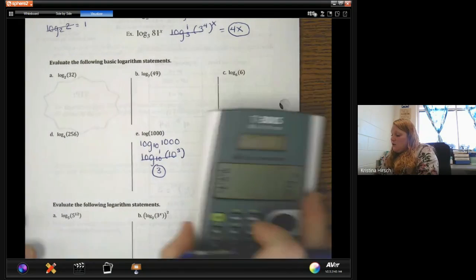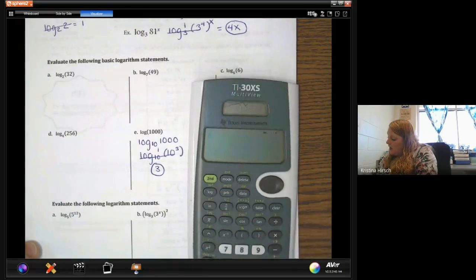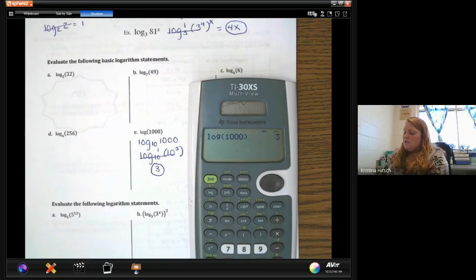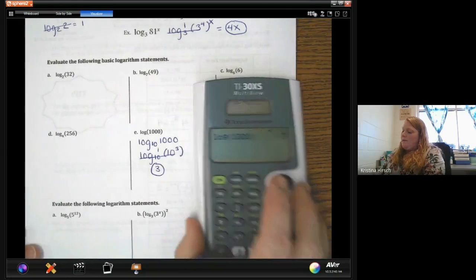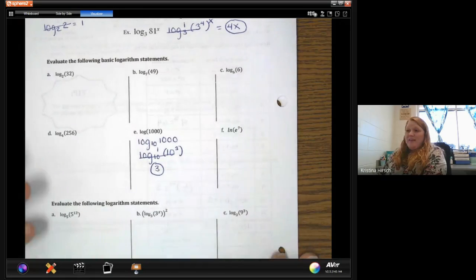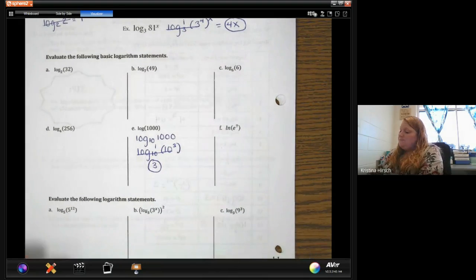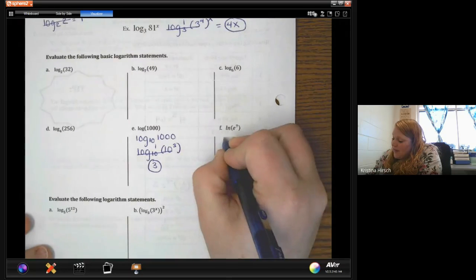Then technically you could have done this in your calculator. You could have said log 1,000, enter, and still got 3. But I wanted to show you how the property worked. So if you look at F, we have the ln. Remember, that's not a common log, it's a natural log. So that is the same thing.